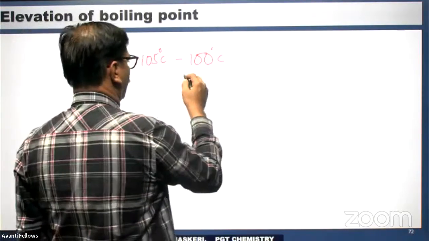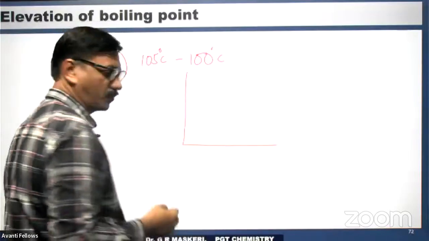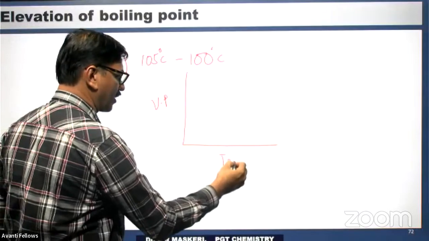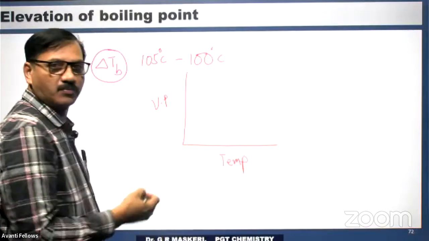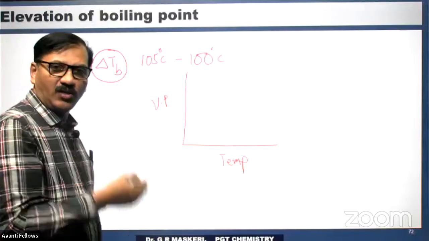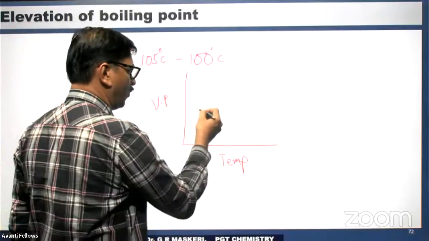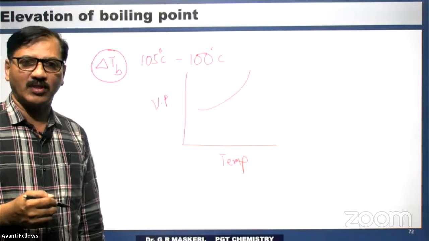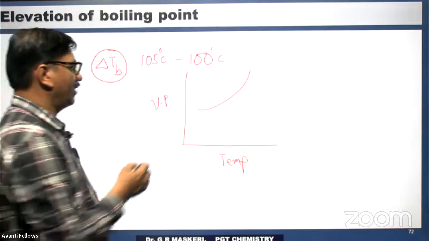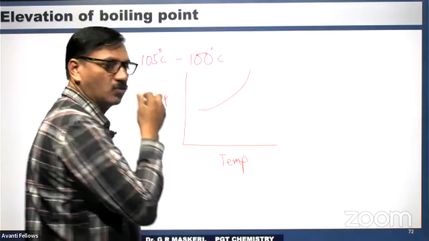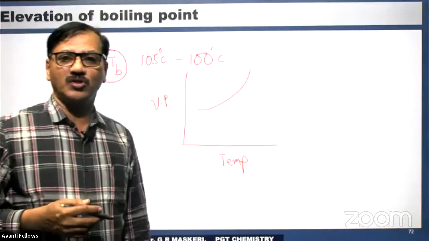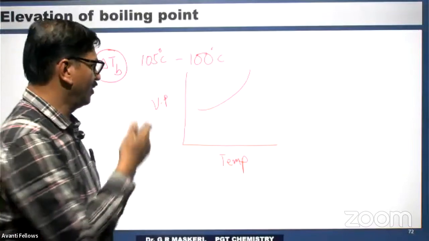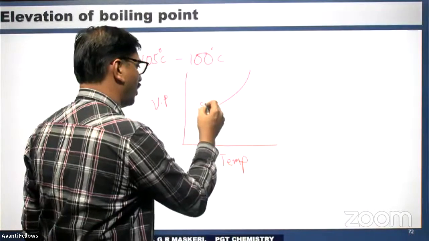Okay, so let us note this from the graph point of view. The vapor pressure and temperature graph is as follows. Vapor pressure increases with increase in temperature, therefore it increases like this. Say this is for a pure solvent. What about the solution? The vapor pressure of the solution is just below the vapor pressure of the solvent. So this is for the solvent.